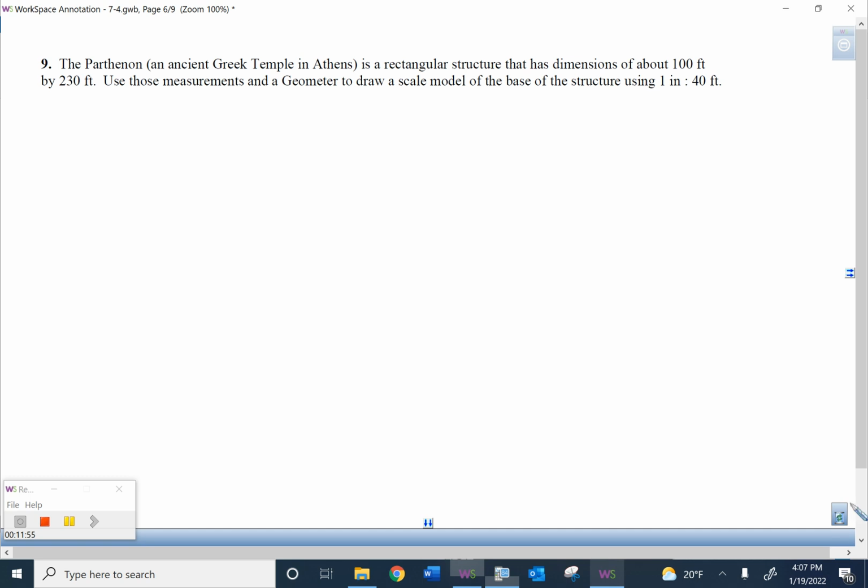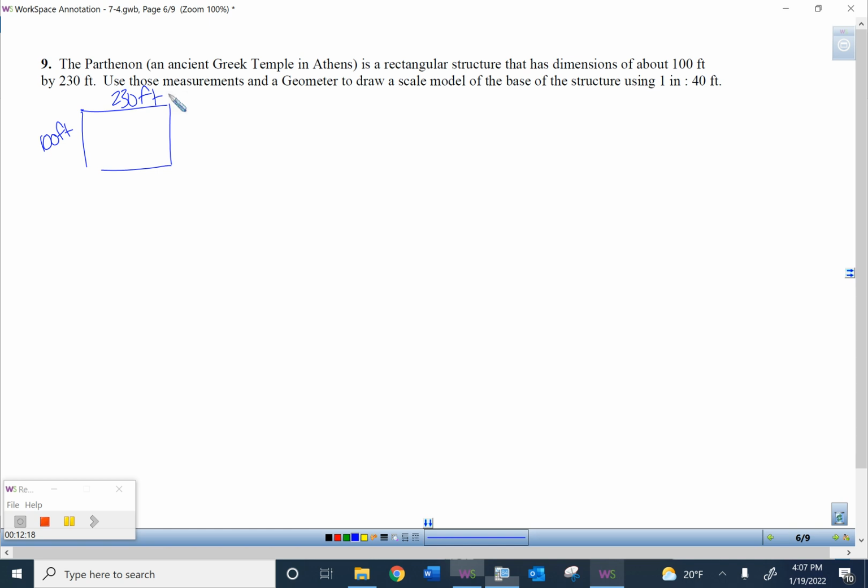Alright, backside. You got a bunch of space on number 9 because we're going to do a drawing for this one. It says the Parthenon is a rectangular structure, so we're going to start out like last time, just drawing a little sketch. And it says 100 foot by 230. So 100 here, 230. You'll notice I'm putting labels on everything. That's important for these questions because some of them the labels match and some of them don't. We've got to keep track of that.